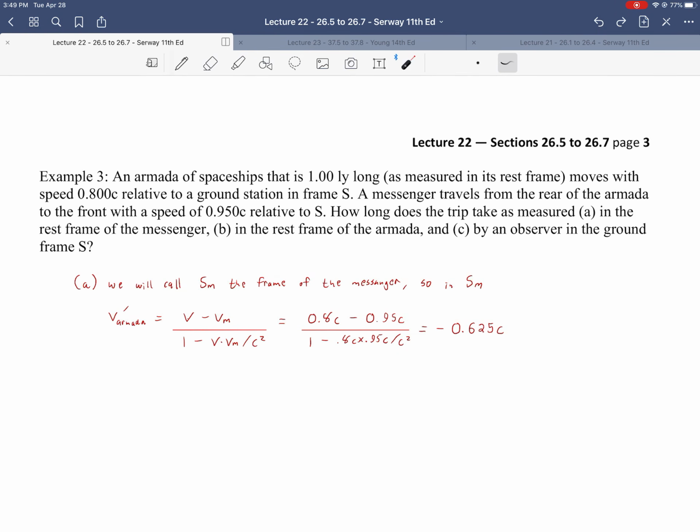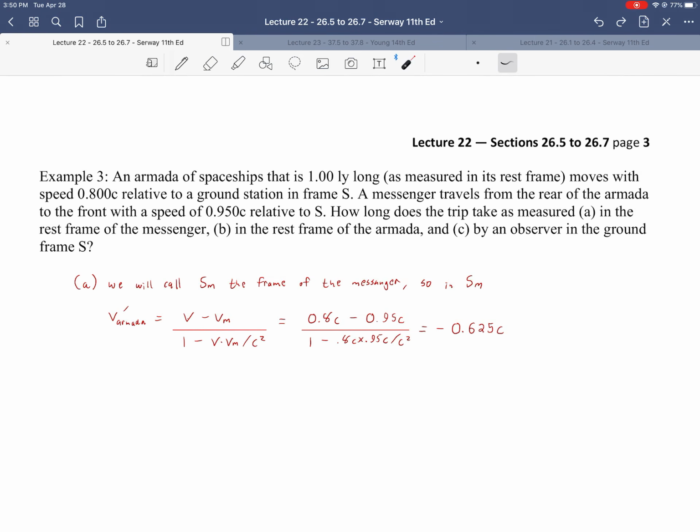So we get negative 0.625. Of course, it's negative because this would be like if you were in a car passing another car on the freeway, and I asked you how fast is the car that you're passing moving relative to you. You get a negative number because it would appear to be moving backwards. If you're just looking out the window, the car would appear to be drifting backwards. So of course, it's a negative velocity. Same thing here. The Armada is drifting backwards relative to the messenger at a speed of negative 0.625.